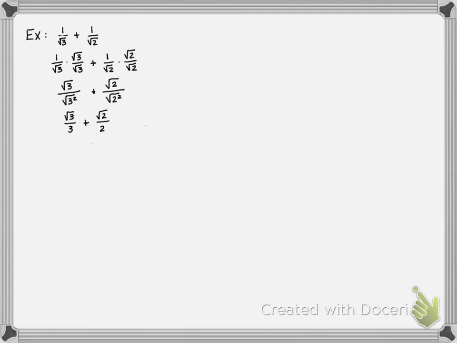And then what would we do? Then you'd have to do 2 over 2. Yeah, then we'd have to get common denominators. So we do 2 over 2 and 3 over 3. So we get 2 times the square root of 3 plus 3 times the square root of 2, all over 6.